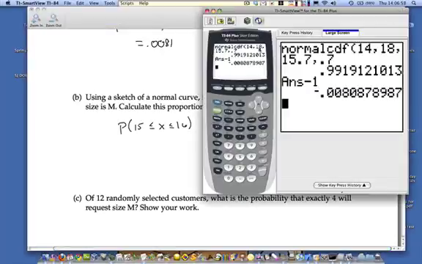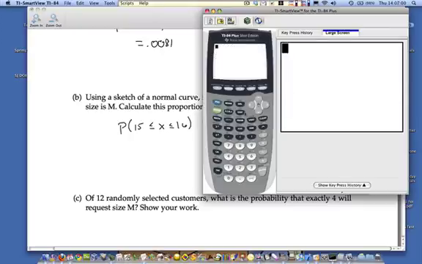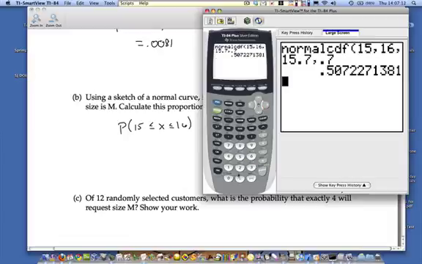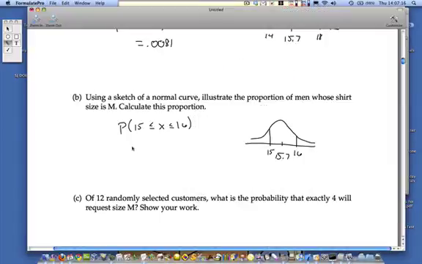Calculate the proportion. What's the proportion that a random man's neck is between 15 and 16? So we can go back to the calculator. I'll just use the same function as I did before, the normal CDF function. I'm going to change the 14 and 18 to 15 and 16, like that. And so the probability is 0.5072.